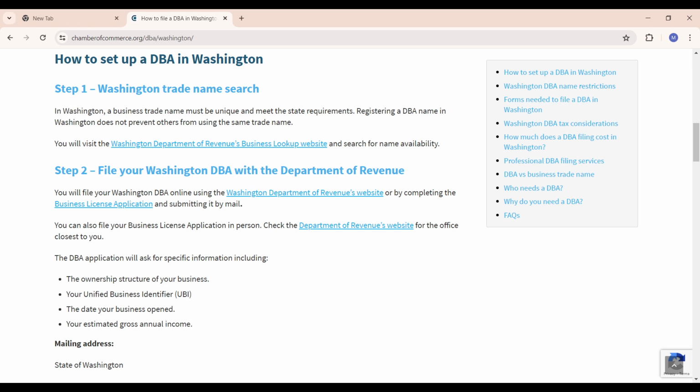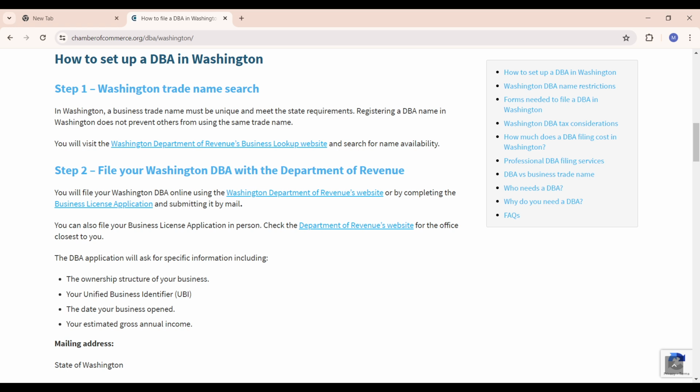All right, now the next step, which is step two, is to file your Washington DBA with the Department of Revenue. Now, DBA is short for doing business as, so it's a less formal name for your business, and it's right there in front of your customers and your clients. Now, step two is that you will file your Washington DBA online using the Washington Department of Revenue's website or by simply completing the business license application and submitting it by mail.